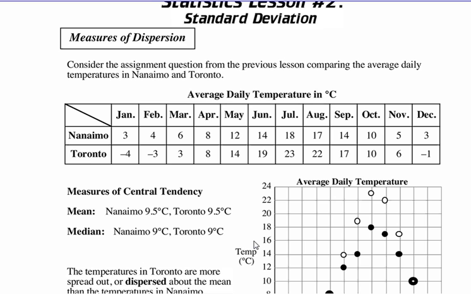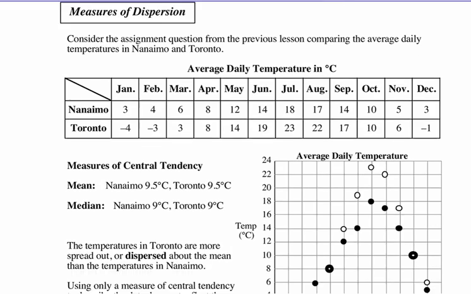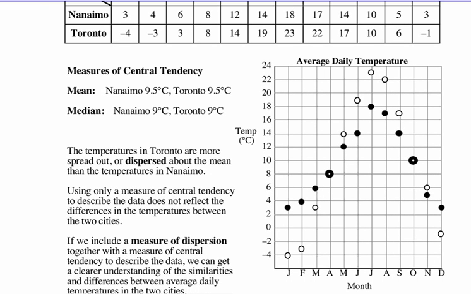So here's a problem where Nanaimo and Toronto have different daily temperatures. The average for Nanaimo is 9.5, and Toronto's is 9.5. The median is 9 for Nanaimo, and Toronto is 9. The temperatures in Toronto are more spread out. So let's outline them so maybe we can understand them a little better.